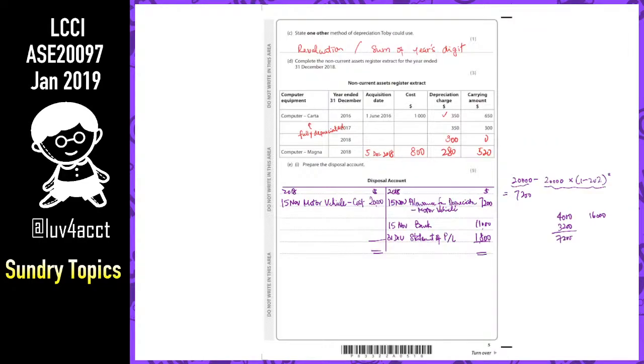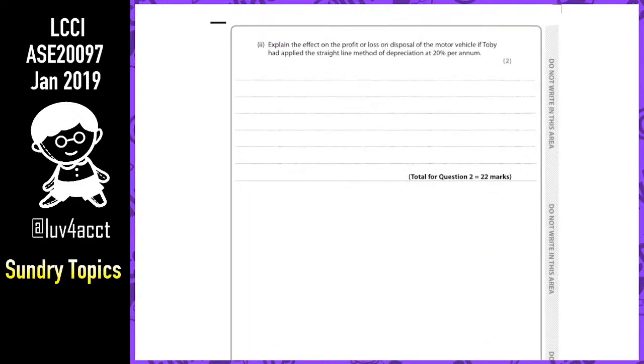So I guess we have one more question. Explain the effect on the profit or loss on disposal of motor vehicle if Toby had applied the straight line method of depreciation at 20% per annum.